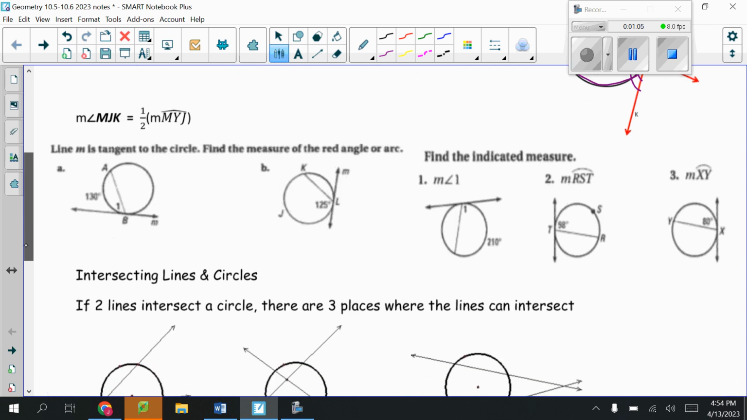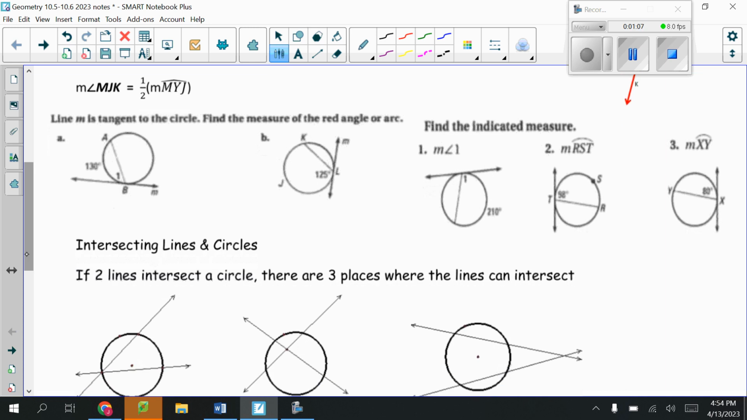So let's practice some of those. The first one says line M is tangent to the circle. Find the measure of the red angle or arc. The one that we're looking at is this angle right here. It has the 1 in it. So here the measure of angle 1 is going to be half of this arc. So 1/2 of 130 degrees. So this is going to be 65 degrees.